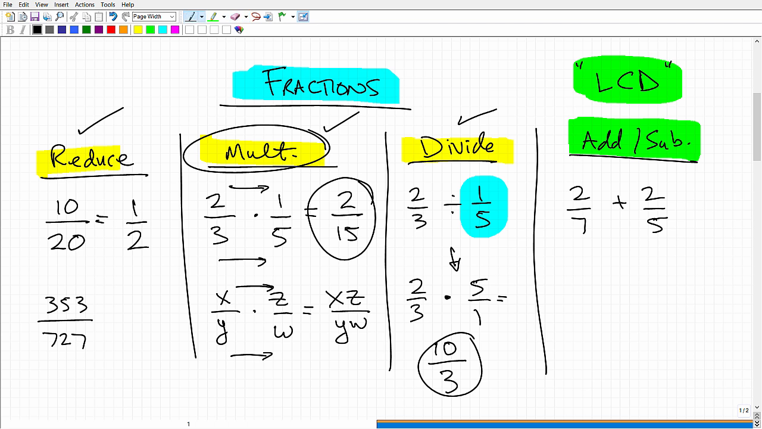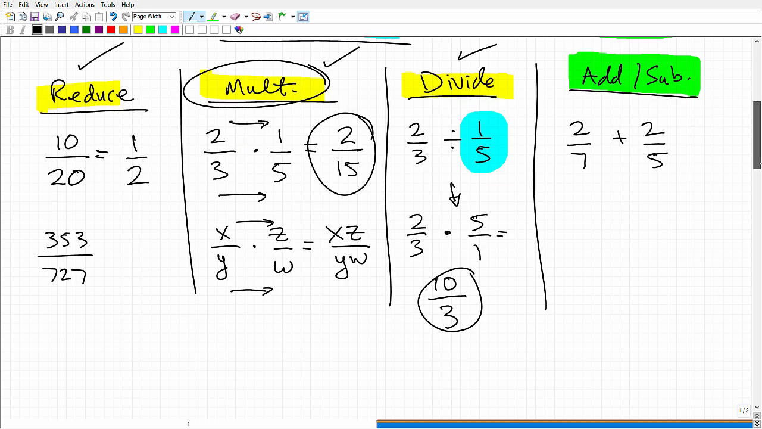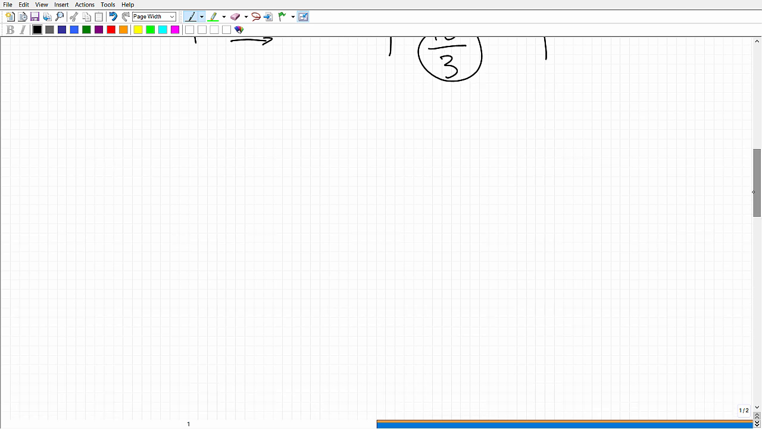So I already went over the basic steps of adding and subtracting fractions when the denominators are not the same. Now, what I'm going to show you, matter of fact, let's go and break this down right here. So that was 2/7 plus 2/5, I believe. Let me just double check that.